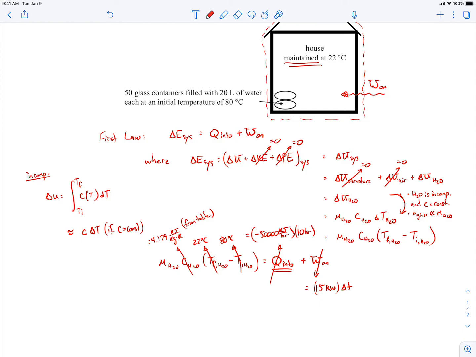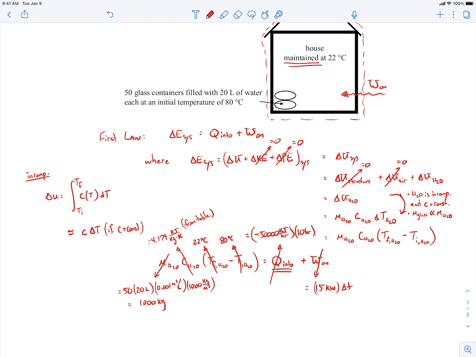As far as finding the mass of the water, here we're told we have 50 glass containers, each filled with 20 liters of water. So you'd have to do 50 glass containers, each with 20 liters of water. And then you'd have to convert that over to cubic meters. Let's do that. So let's see, 1 liter is 0.001 cubic meters per liter. And then multiply by the density of water, which is about 1,000 kilograms per cubic meter. So that's how much mass of water you would have. If you do that calculation, I think that comes out to be 1,000 kilograms.